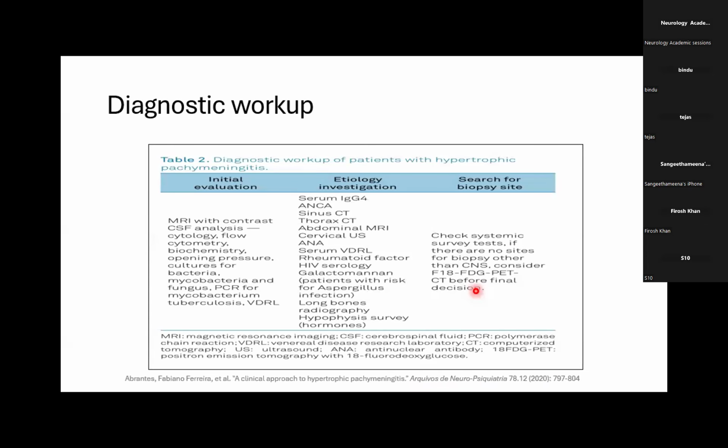So this is the overview of the diagnostic workup. Initial evaluation includes MRI with contrast and CSF analysis, which includes CSF cytology, flow cytometry, biochemistry, and opening pressure, culture for bacteria, mycobacteria, and fungus, PCR and VDRL testing to be done to rule out syphilis. Then etiological investigations include serum IgG4, ANCA, CT paranasal sinuses, CT thorax, abdominal MRI, and cervical ultrasound, ANA, serum VDRL testing, and rheumatoid factor, HIV serology, galactomannan testing for aspergillosis infection, and long bones radiography and hypophysis survey to be done.